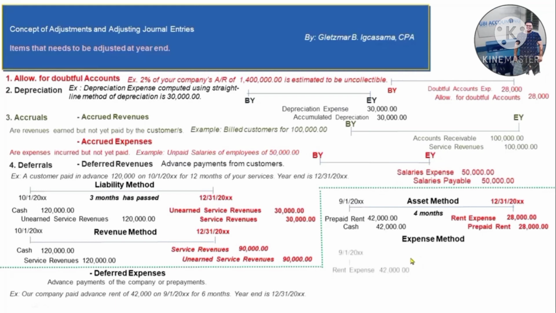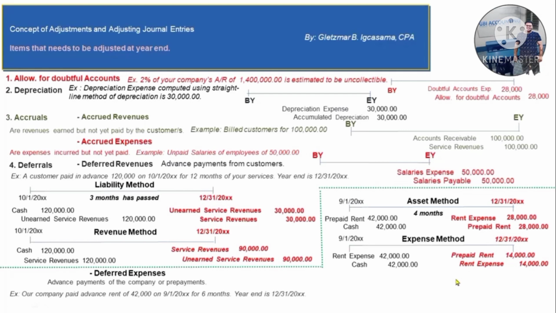So on 9/1, the entry is debit rent expense for 42,000 and of course credit cash for 42,000. But in the year end, you need to credit the rent expense because its account balance should only be 28,000, because we only used 4 months out of 6 months of the advance payment. So to do that, we need to credit rent expense of 14,000, which is the monetary value of 2 out of 6 months, which is the unexpired or the unused portion of the advance rent. Of course, the debit is the prepaid rent for 14,000.